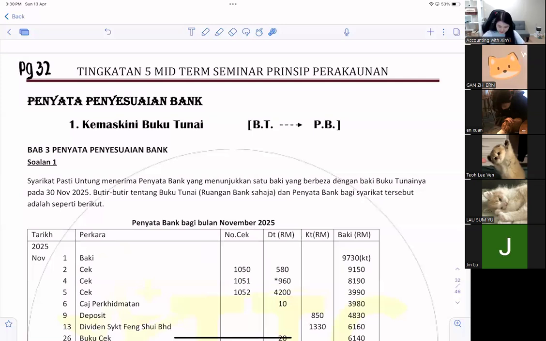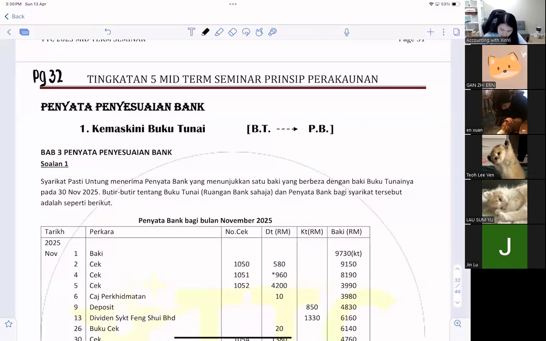Okay, first thing to do. You understand first, in the first method, our buku tunai is considered wrong. Penyata bank is correct, but also a very important thing is how you should look at the debit and the credit. Now, for penyata bank, debit side, credit side, versus buku tunai, debit and credit side, they will work differently.